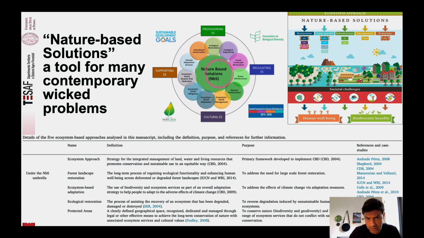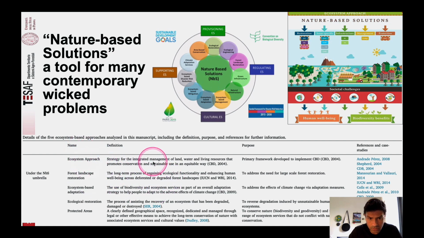And by doing that, you are connecting to the Sustainable Development Goals, supporting ecosystem services, and the provision of ecosystem services, helping to regulate the ecosystem. All of them are clearly connected to well-being, but also to the cultural value of ecosystem services. Nature-based solutions are connected to many global agendas, from carbon to biodiversity, from sustainable development goals to risk reduction. So here I just bring some of the strategies.